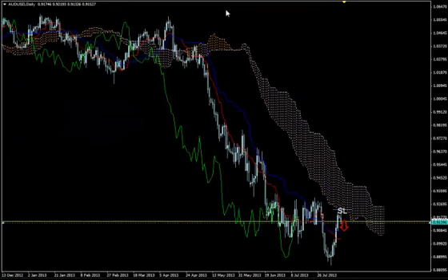We see that the pair on the daily time frame is resuming its big downtrend. Everything looks bearish here. We had the price trying to go under this formation on the lower border of the Kumo, but it found resistance and it's bouncing back.